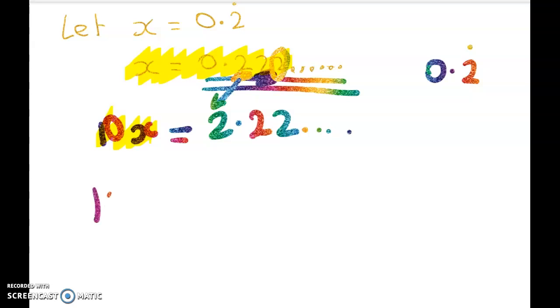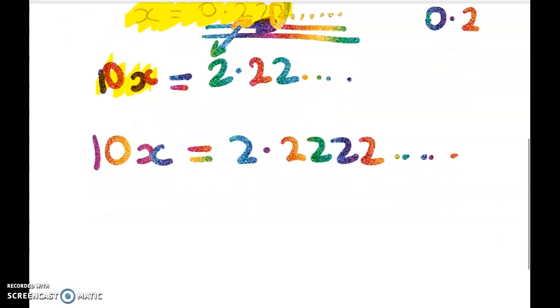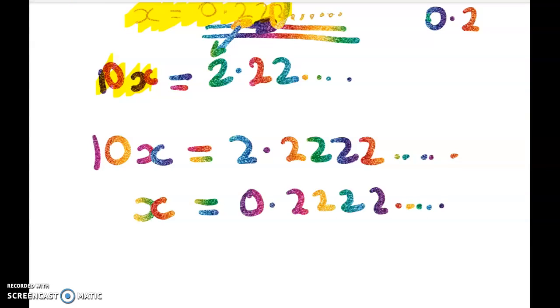Right, so let's write this out carefully. 10x is equal to 2.2222 dot, dot, dot. And we're going to line our columns up quite carefully. So 1x is equal to 0.22222. So all of the going on forever 2's are matching up.